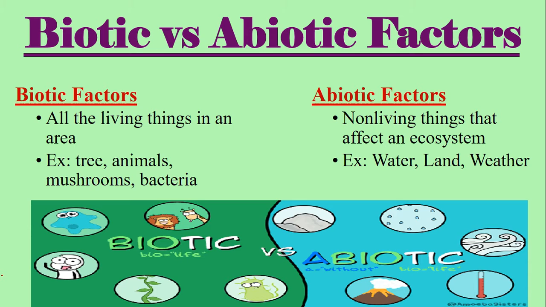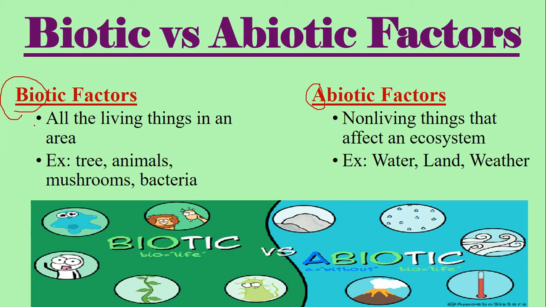Now, when we talk about ecology, we need to talk about two factors that come into play. One, biotic factors, and the other, abiotic factors. If you think of the words, you can break them down. Biotic means life, and the prefix a means not. So living factors and non-living factors.